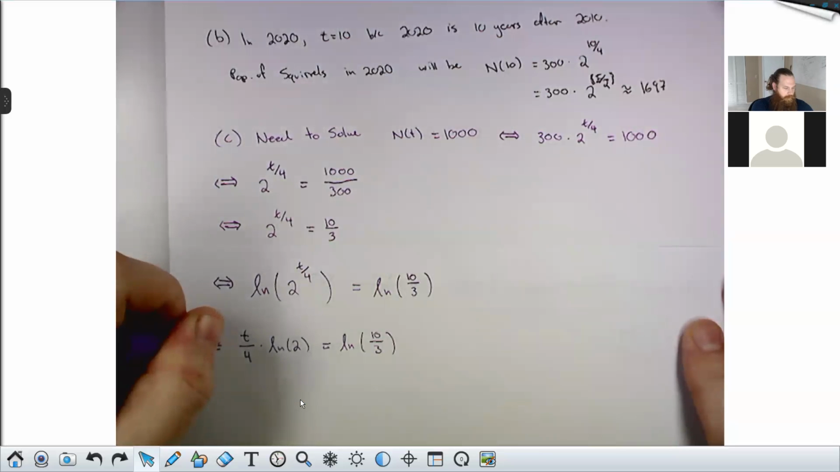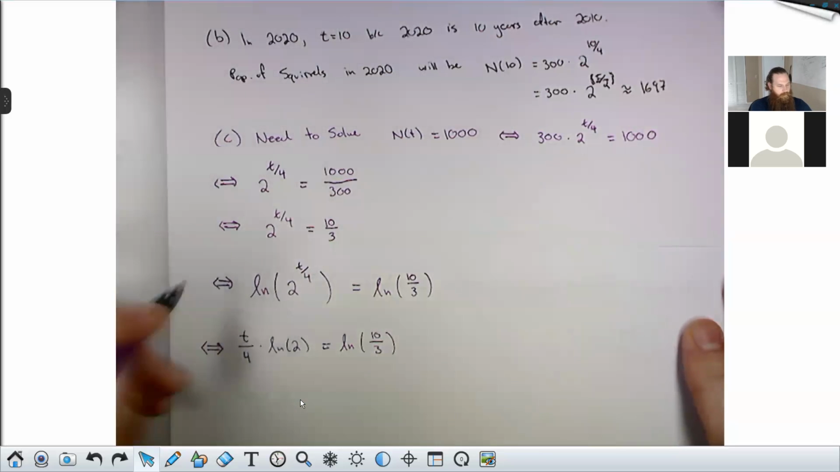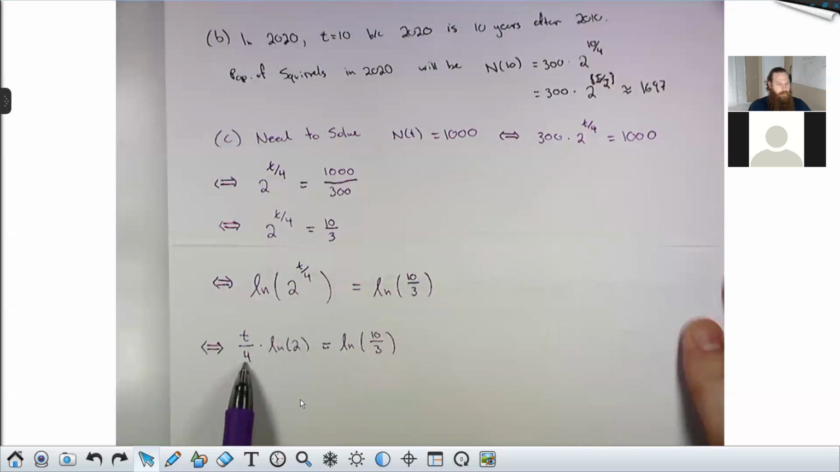And my goal, remember, is to solve for t. This is now easy to solve for t. 4 is a constant, natural log of 2 is a constant. So this is just t times some constant divided by another constant equals a third constant.